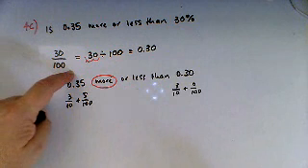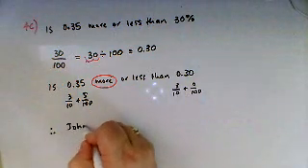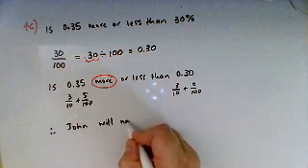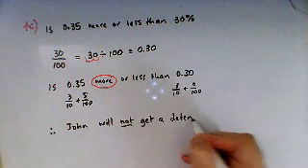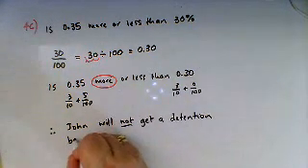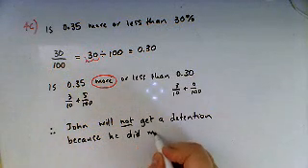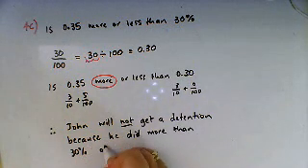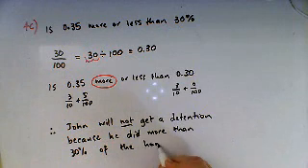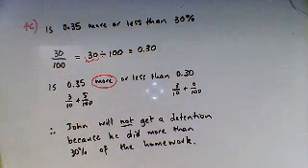John did this amount. That's the detention amount. So therefore, John will not get a detention, and please give me the reason, because he did more than 30% of the homework. And there we have some reasoning questions involving fractions and percentages.